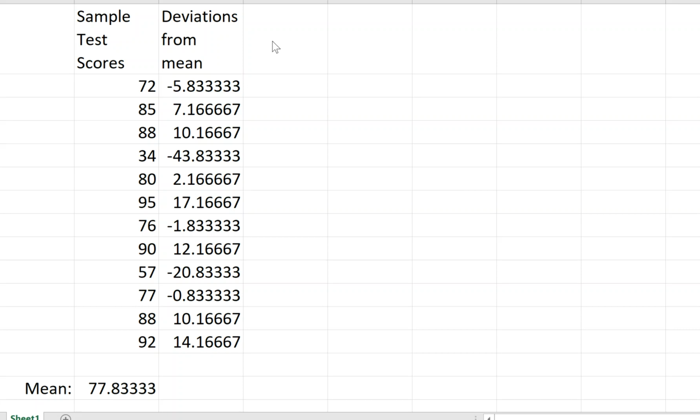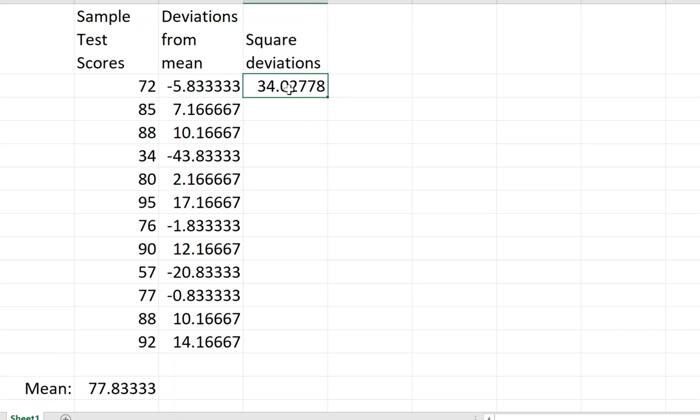In mathematics, well, we want these to be positive, all of them. So there's a couple ways to do that, but mathematically speaking, squaring them is a very easy way to make these positive. So I'll call this next column the square deviations. Okay? So I'm simply going to multiply each number by itself.